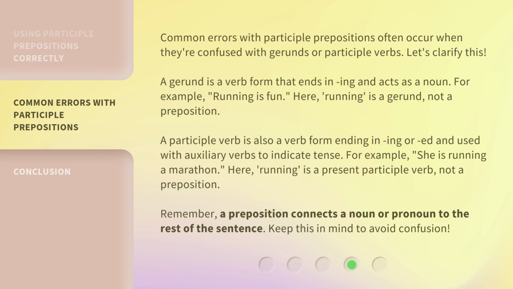A participle verb is also a verb form ending in -ing or -ed and used with auxiliary verbs to indicate tense. For example, she is running a marathon. Here, running is a present participle verb, not a preposition. Remember, a preposition connects a noun or pronoun to the rest of the sentence. Keep this in mind to avoid confusion.